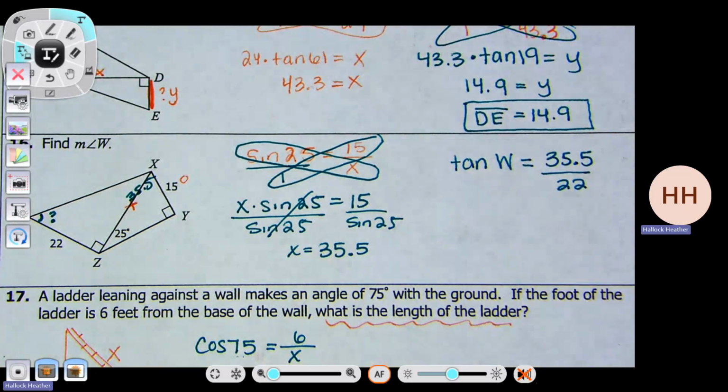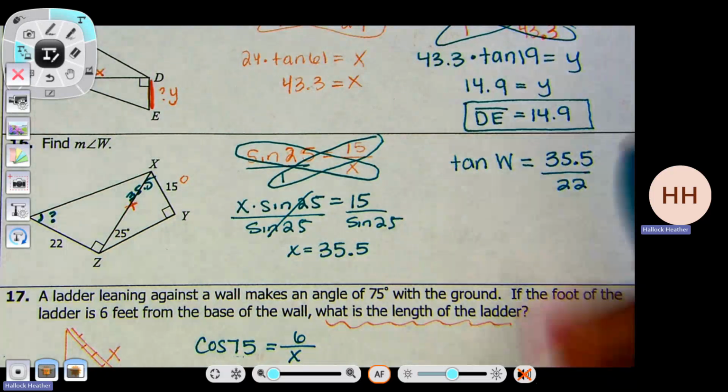Then you have to get the angle. So this is the new part where you're going to take the inverse instead of doing the cross multiplication, because you're trying to find the angle.